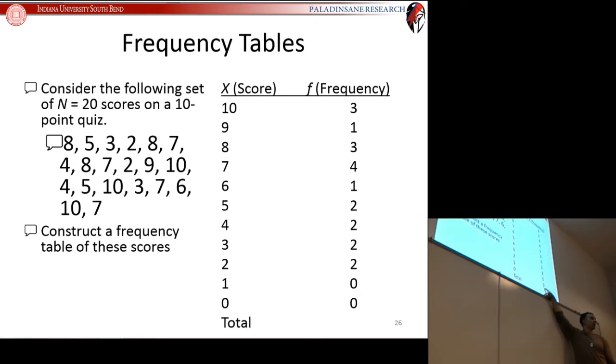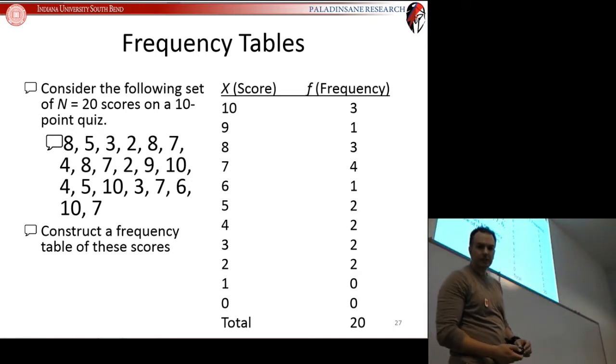It should be 20. So I heard 20. It should be the number of scores that you had. So if you start off with 20 scores and you do your frequency table correctly, everybody's going to end up somewhere in the possible scores. You should have a sum of your frequencies that's the same as your particular table.